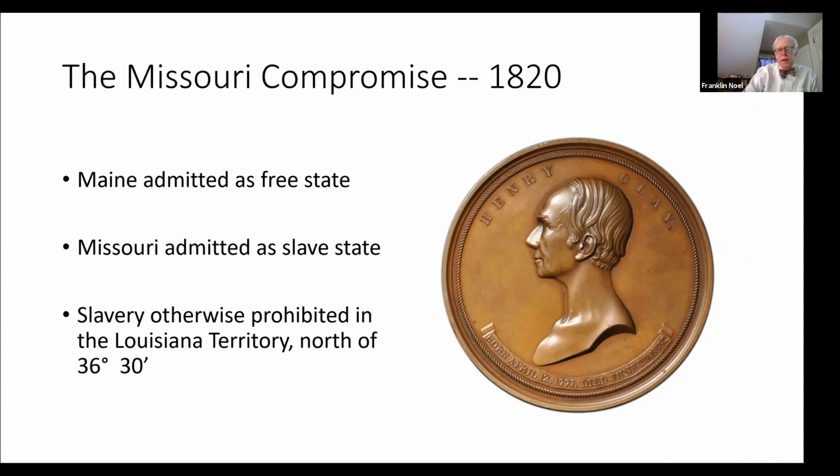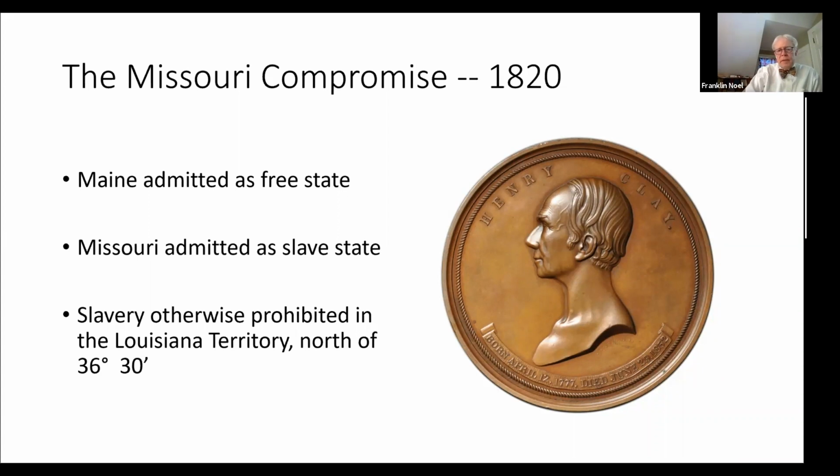This compromise, the first of many that would earn Henry Clay the nickname the Great Compromiser, allowed the Union to postpone answering the question of how slavery could exist in a nation whose founding document declared the self-evident truth that all men were created equal.